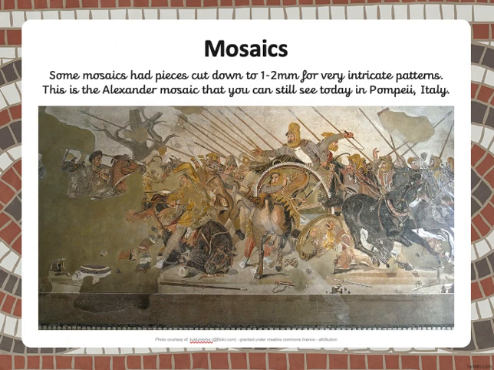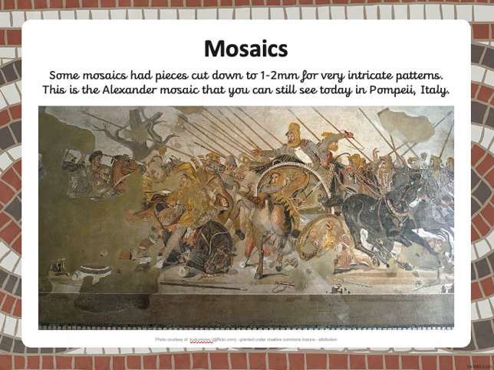Some mosaics had pieces cut down to 1 to 2 millimetres. So those are really, really small pieces. If you have a look at your ruler at home, you can see 1 to 2 millimetres is really tiny. Those are our small marks in between our centimetres. For very intricate patterns, that means really detailed patterns.